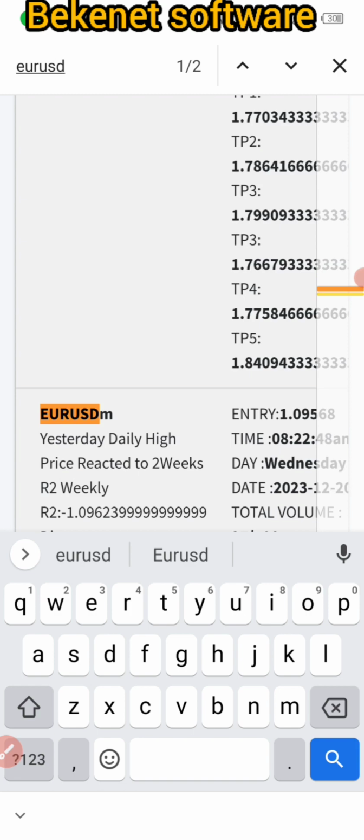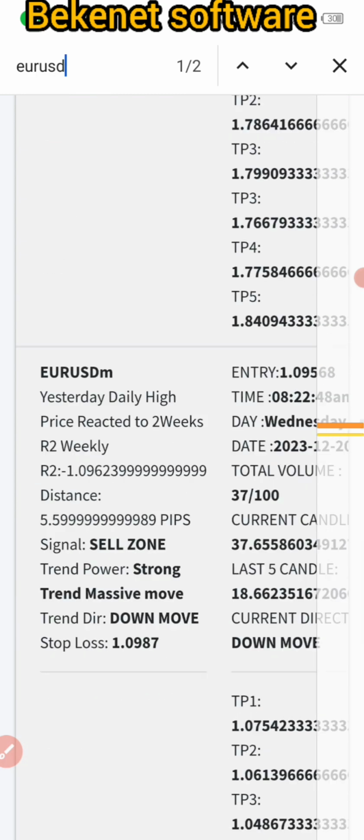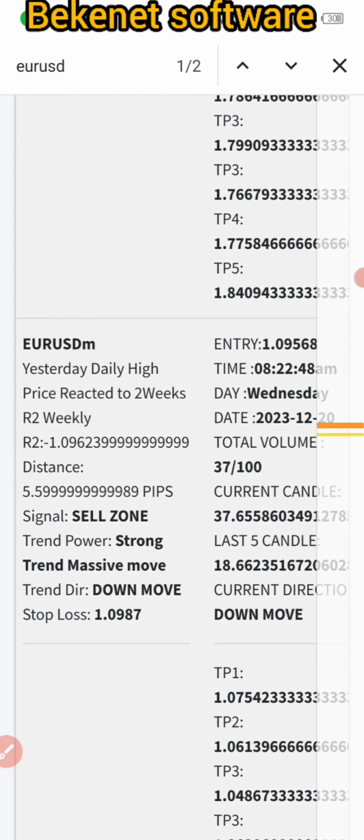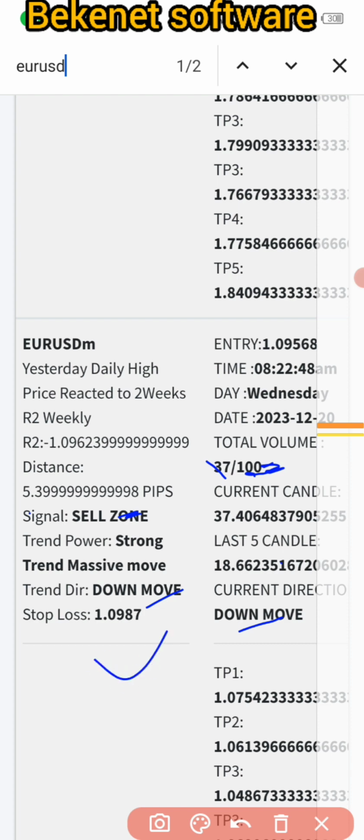Euro USD. Let's look for a sell. Now, as you can see, what you need to look for if you don't want to stress yourself: trend direction down, current direction down, signal sell zone. Total volume here has to be 100. So here is 37, so it's racing downwards to complete this volume to be 100. If you see it like this, it's a win-win.